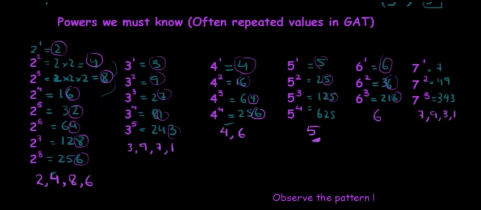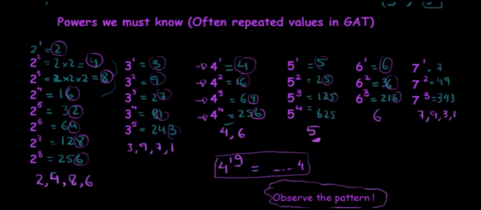Likewise, if they've given you a power of 4, let's say 4 to the power 19, no way I know what that is, but what I do know is that an odd power ends in a 4 and an even power ends in a 6. So this is an odd power, it's supposed to end in a 4. That is the reason we're trying to observe the pattern that these powers form. The pattern for the powers of 8 is 8, 4, 2, 6, and the pattern for the powers of 9 is 9, 1, 9, 1.